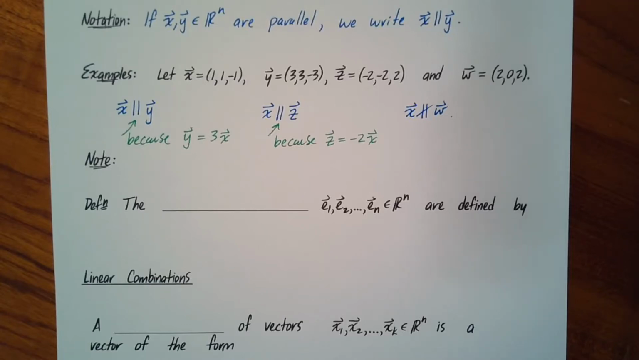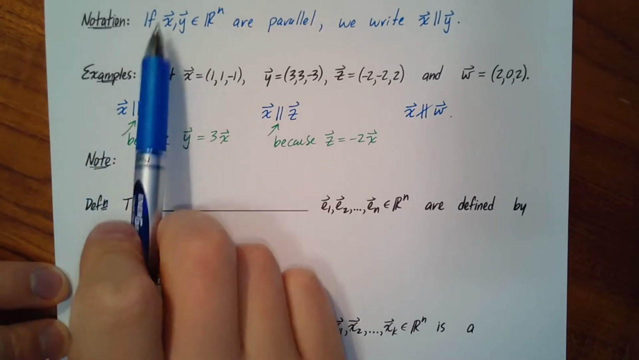I want to add one more note in before we move on to the next definition. And what this note is saying, roughly speaking, is that this whole concept of two vectors being parallel, it's a transitive relationship. And here's what that means mathematically. So up here, this is what it means.